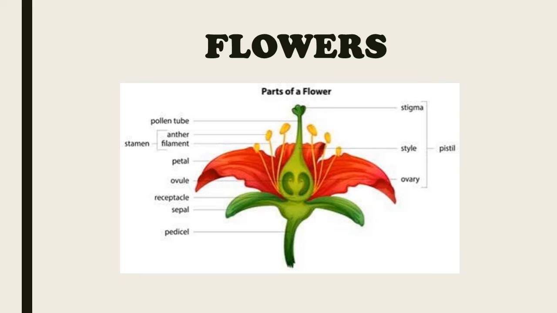Next one, style. Style is the long tube-like slender stalk that connects the stigma and the ovary. Understood?